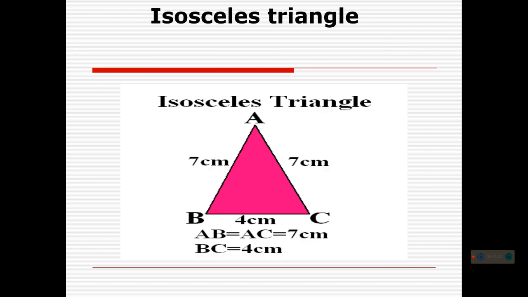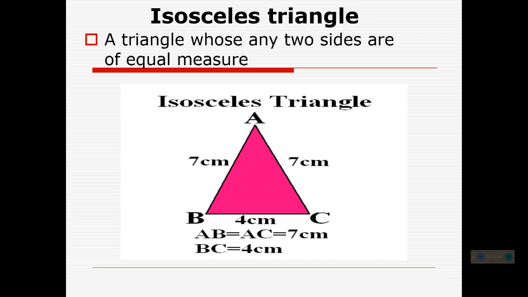Next, isosceles triangle. According to the figure, when we say isosceles triangle, it is a triangle whose any two sides are of equal measure. So two equal sides is what we call the isosceles triangle. These two sides are the congruent sides. So you can call this triangle isosceles triangle.